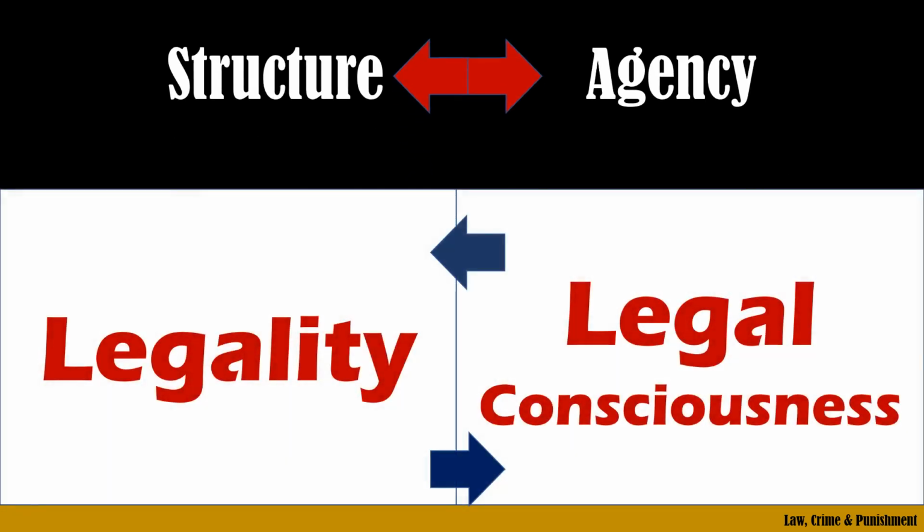Now the point of this book is to explore the relationship between agency and structure in the realm of the law. The authors use 2 terms that are key, so please make sure you understand them. Instead of structure, they use the term legality. Legality is a social structure, or the social structure in the realm of the law.